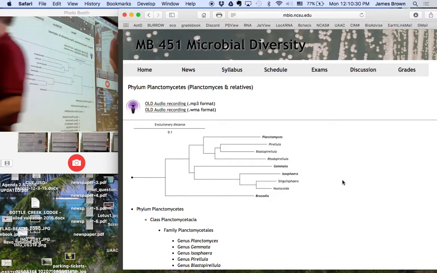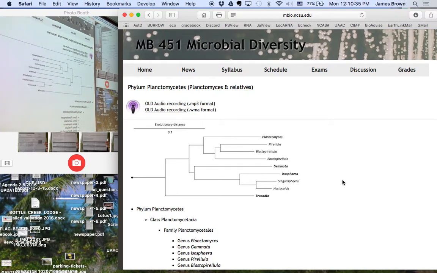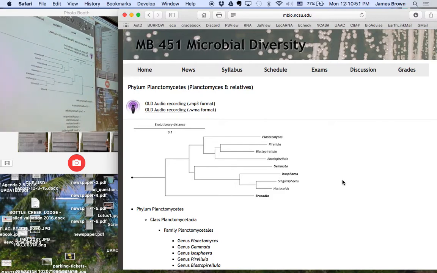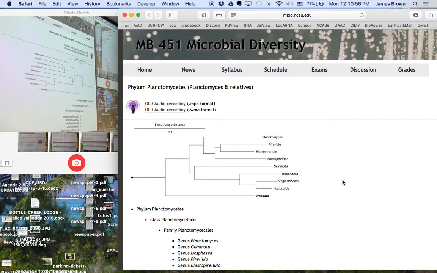These organisms have stalks. Okay, let me try this again. If you have a number of cells connected to each other by stalks, and those stalks can be long or short, you have rosettes.